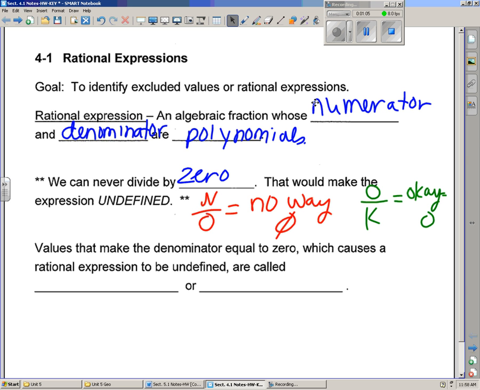Values that make the denominator equal to 0, which causes a rational expression to be undefined, that's what we're trying to find. So what things make them undefined, and we happen to call those values either excluded values, or sometimes you might hear them referred to as restrictions. So numbers that make the denominator a 0, make the denominator and the whole problem undefined, are considered to be excluded values or restrictions.